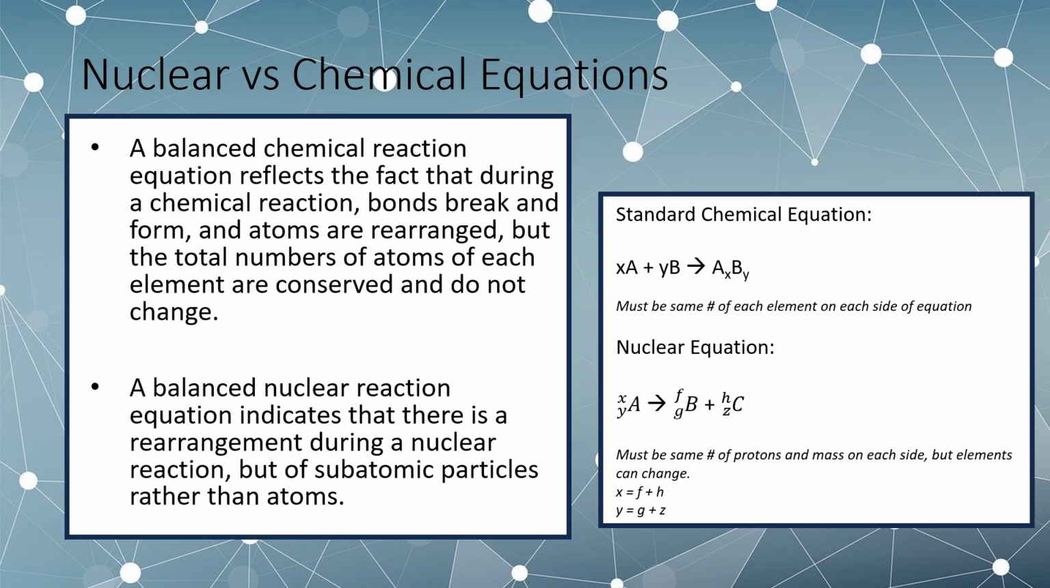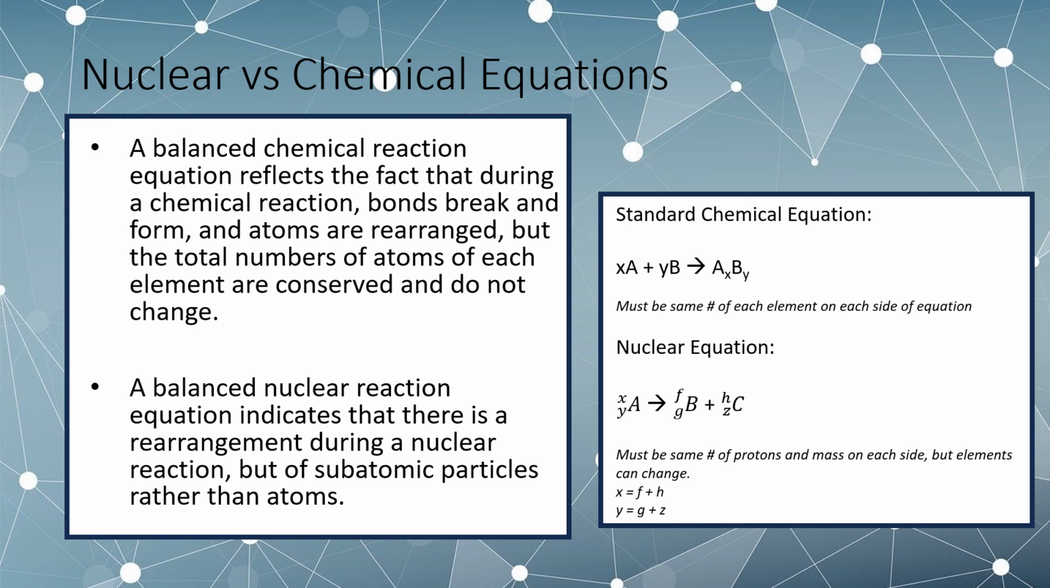So, recall that a balanced chemical equation reflects the fact that during a chemical reaction, the bonds within atoms and molecules break and reform, and atoms are rearranged, but the total number of atoms of each element are conserved and do not change. That is, whatever's on the left-hand side, or the reactants, must be on the right-hand side, or the products. If you need a bit more information on this, I suggest you check out our chemical equation video.